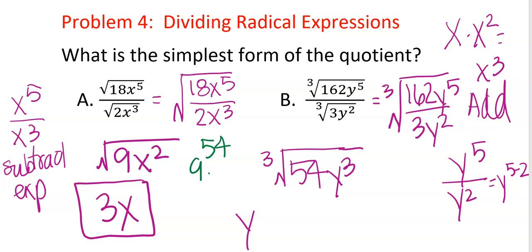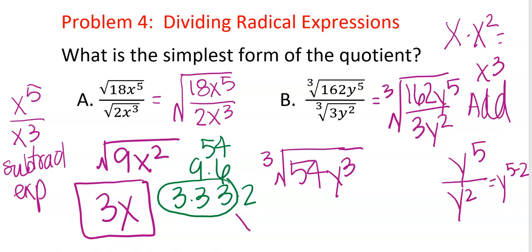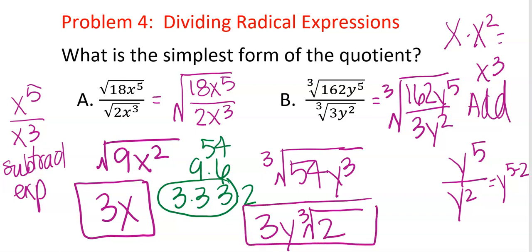54 was 9 times 6, 3 times 3, 3 times 2. So what can I take out of there? A 3, because we need 3 of them because it's a cube root. So there is now a 3 on the outside. And a y on the outside. And what's left? And here it is what it is. So it's odd, so we can just let it be.